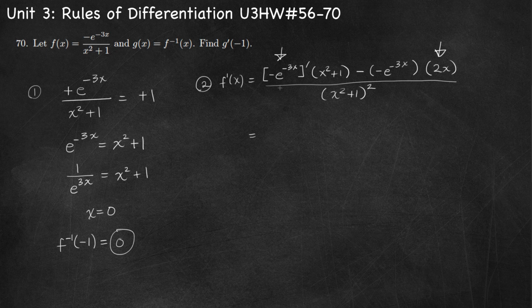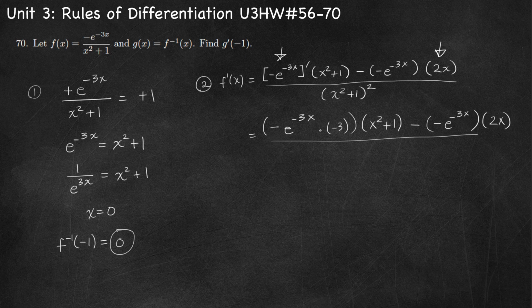Okay, the derivative of negative e to the negative 3x. That's negative e to the power stuff. So my derivative is going to be negative e to the power stuff times the derivative of the stuff. And the derivative of negative 3x is negative 3. Okay, so now we can substitute in the 0, or we could simplify this a little bit first if we wanted to. I'm just going to go ahead and substitute in the 0 now.